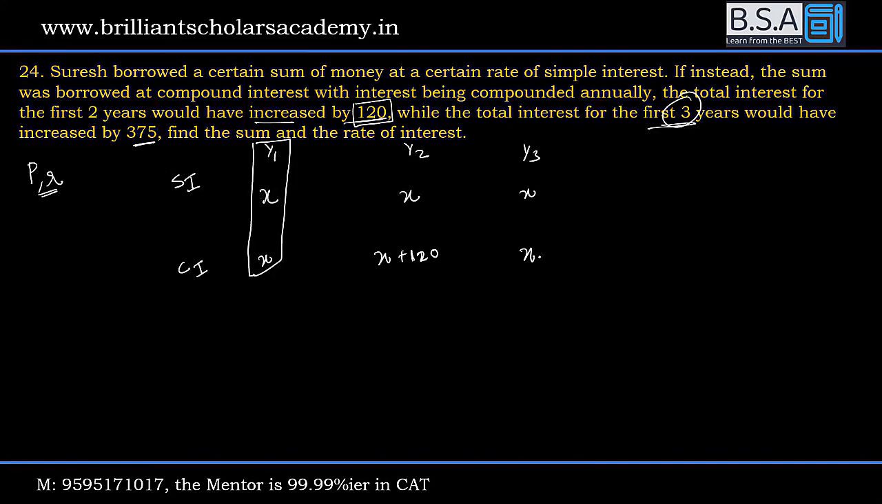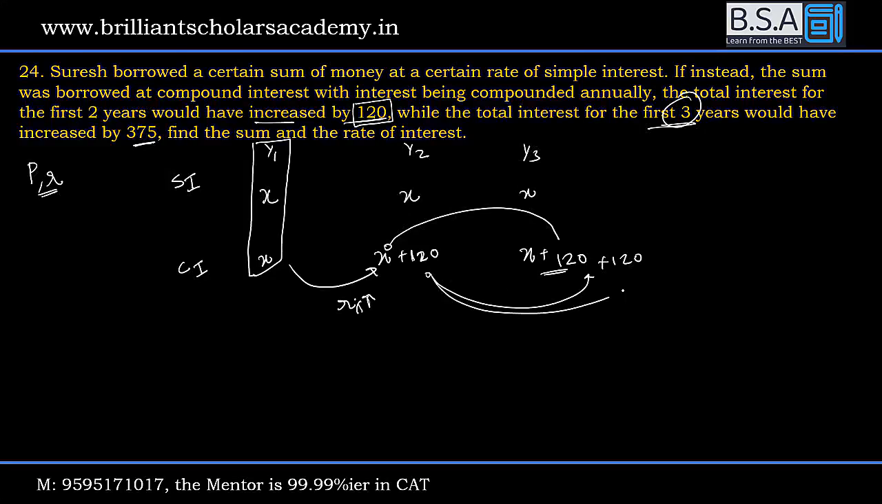So I will have X rupees here. Please understand now what I'm doing here. See, there is an R percentage growth. So X rupees becomes X plus 120. Please follow this. This X rupees will again become X plus 120. This 120 rupees will be there, and then there will be R percentage extra on this.